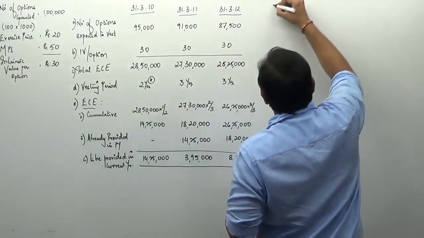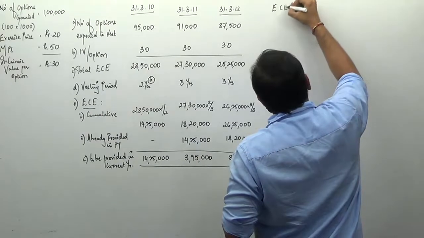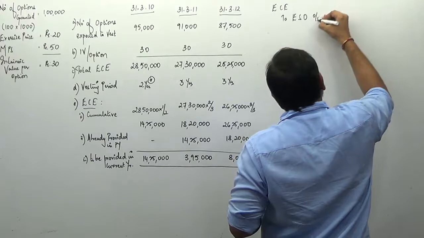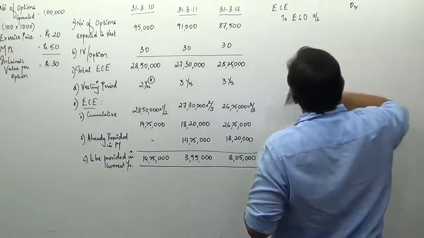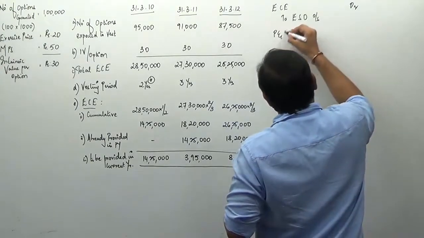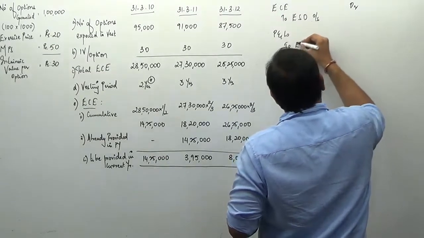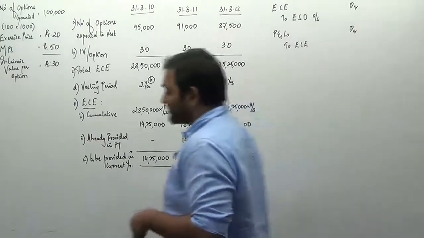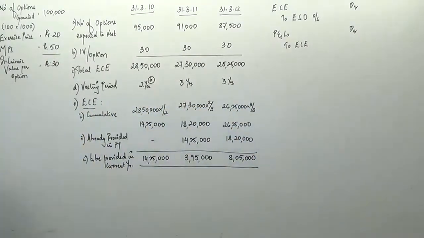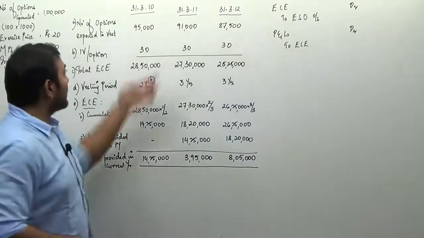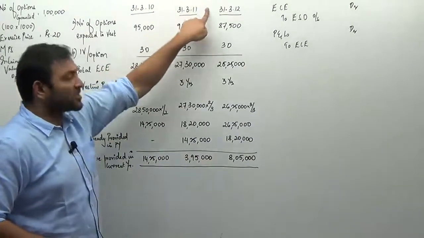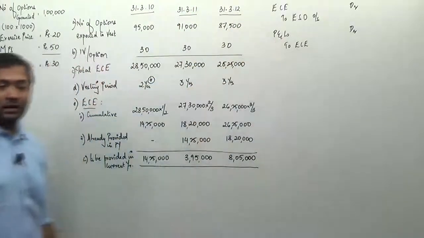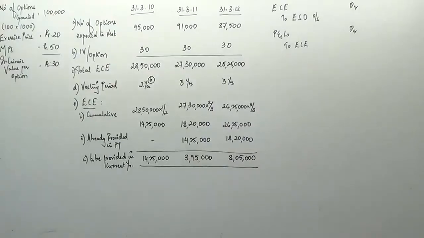My entry should be employee compensation expense to employee stock options outstanding, and then P&L account debit to ECE. This is a combination of two entries that we have to pass for 3 years. You know the amounts. The amounts are already derived. First year 14,25,000 on 31st March 2010, 31st March 2011, 3,95,000. 31st March 2012, 8,05,000. Two entries. Total, you'll get six entries.